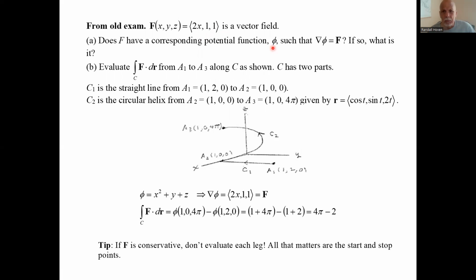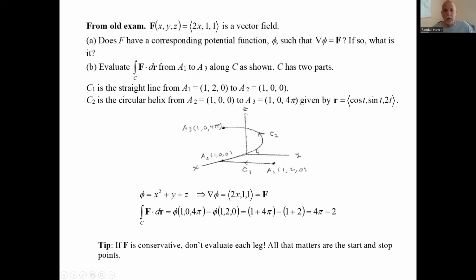So we use my easy method. Integrate P with respect to x, you get x squared. Q with respect to y, you get y. R with respect to z, you get z. No repeats, you add them up. There's your phi. Let's check it. Its gradient is going to be 2x, 1, 1, which is f. So this is our phi.